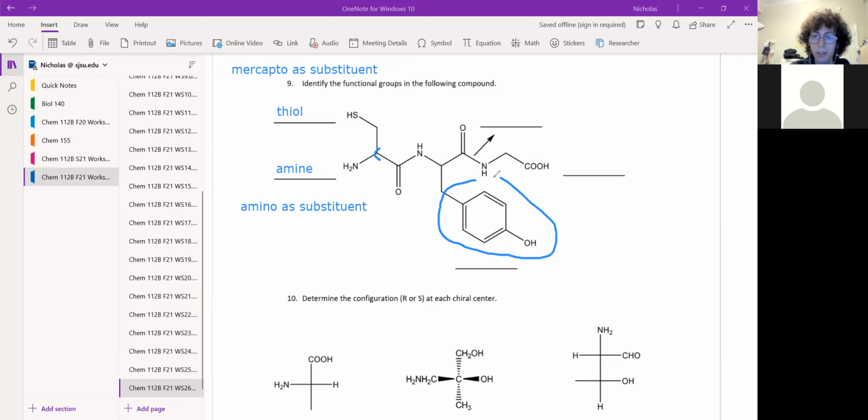How about this one? That is a phenol. It would be an alcohol, but because there's a benzene ring, it's called a phenol. Since there's a phenyl ring. How about this part? That's an amide, and then what's the last one? Carboxylic acid, yeah.